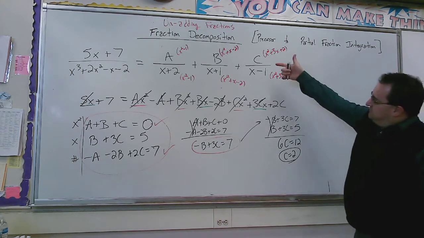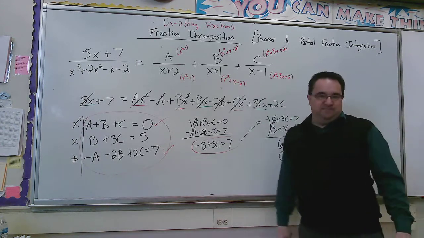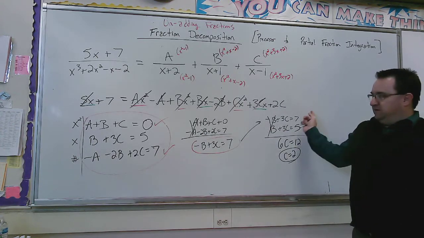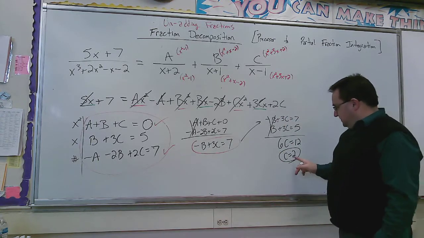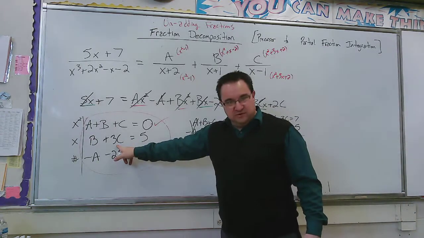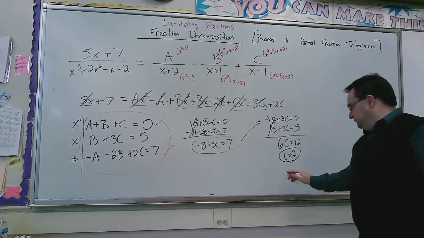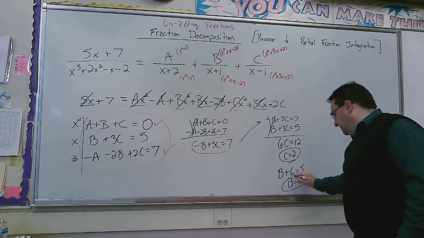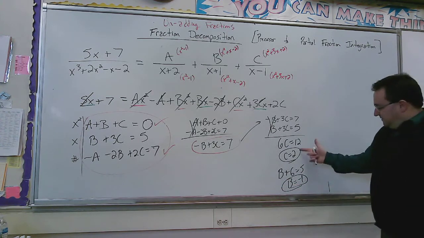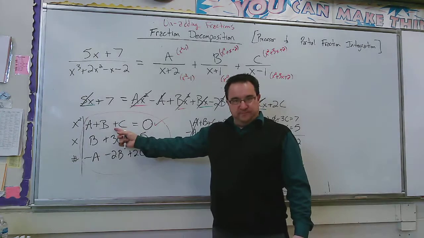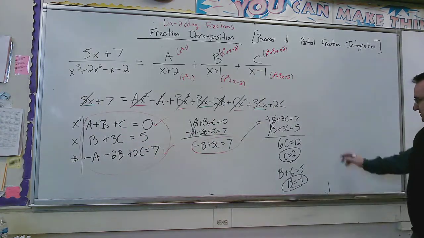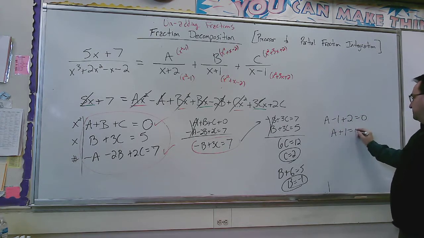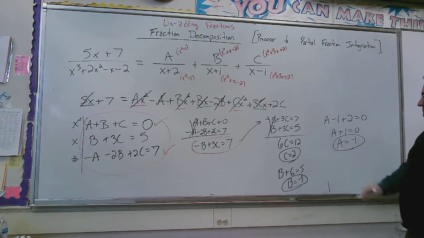I know what C is. I need A and B. Well, how am I going to get that? Well, you can take this and plug it into any one of these. I'm going to take this and plug it into that equation right there. So if C is 2, then B plus 6 is 5, and B equals negative 1. Now that I know B and C, I'm going to take those both and put them into this equation because it's the simplest. And I'd have A minus 1 plus 2 equals 0. A plus 1 is 0, so A is minus 1.